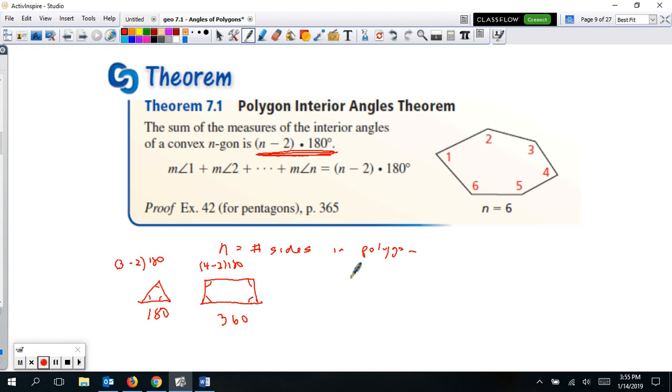5 sides would be 5 minus 2 times 180, giving you the sum of all the measures of the interior angles. So all of these add up to whatever that is. It's going to be different for however many sides you have.